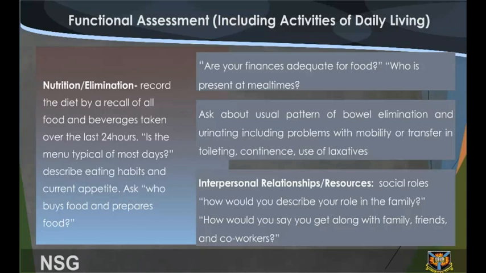Ask about usual pattern of bowel elimination and urinating, including problems with mobility or transfer in toileting, continence, use of laxatives. Interpersonal relationships or resources. Social roles: how would you describe your role in the family? How would you say you get along with family, friends, and co-workers?